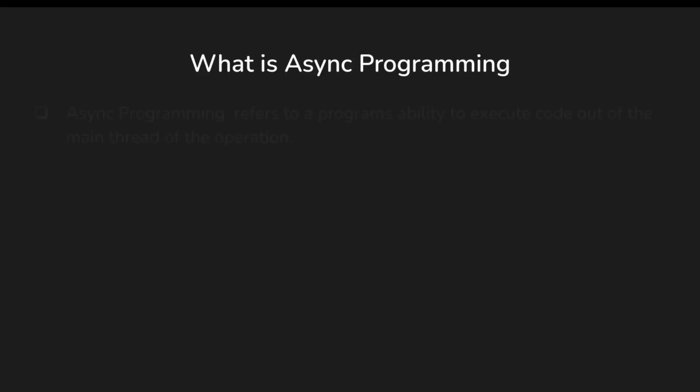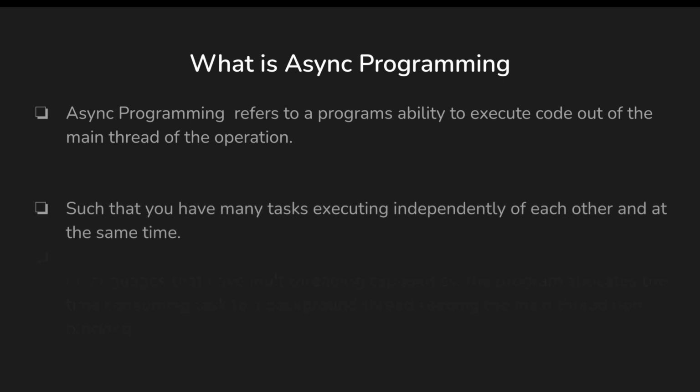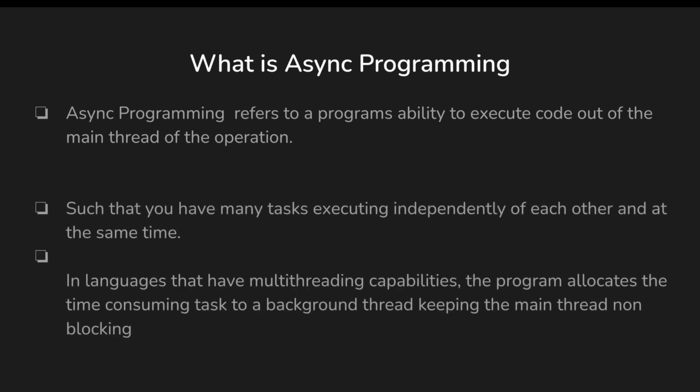Asynchronous programming refers to a program's ability to execute different tasks out of the main thread of the operation, or at the same time. In languages that have multi-threading capabilities, the program allocates the time-consuming task to a background thread, keeping the main thread unblocked.